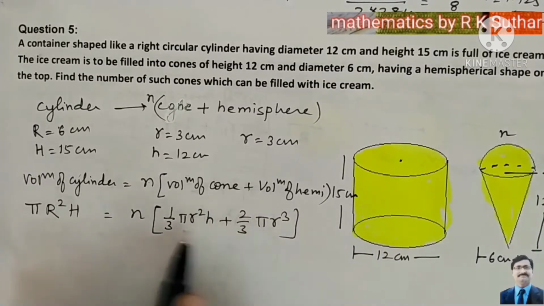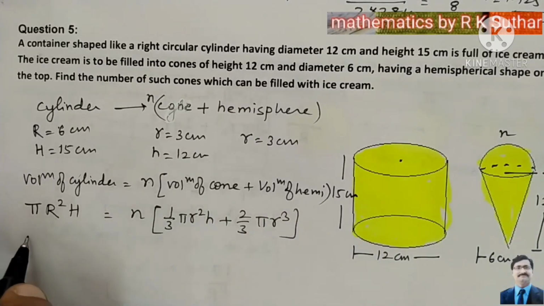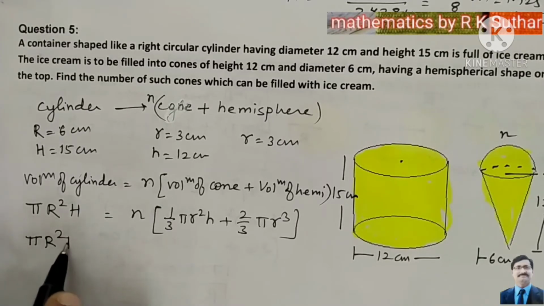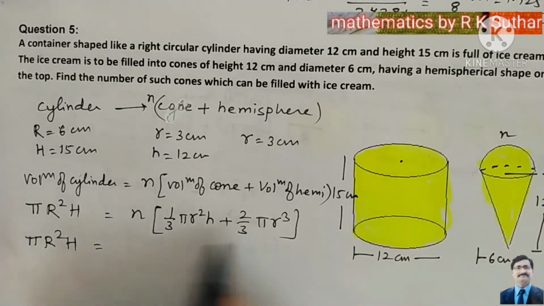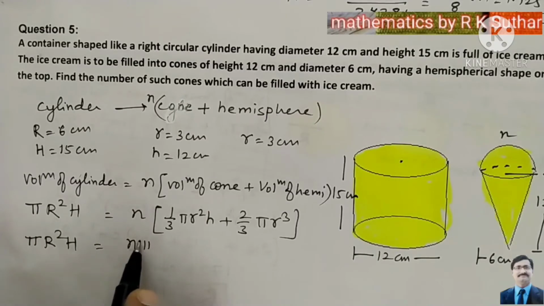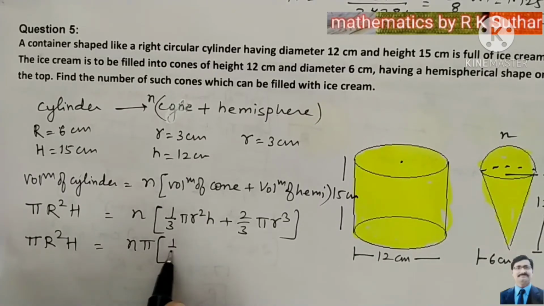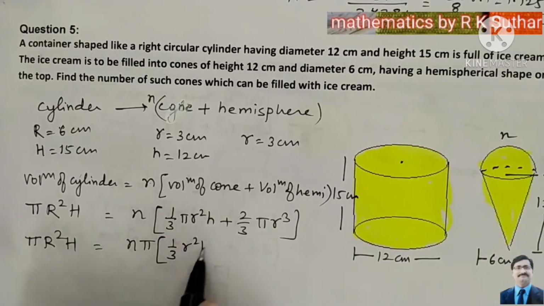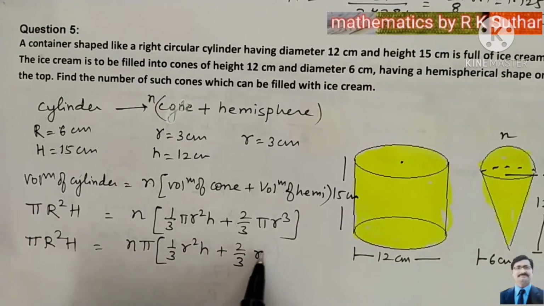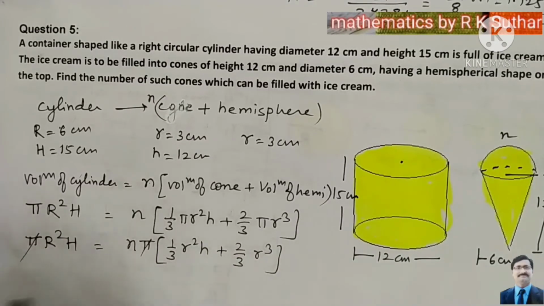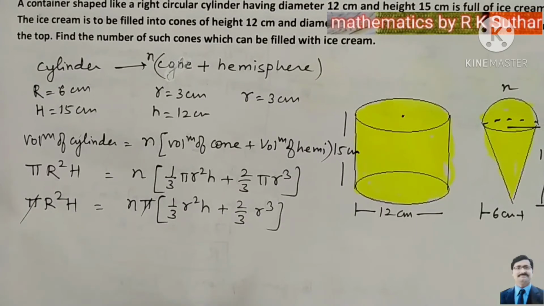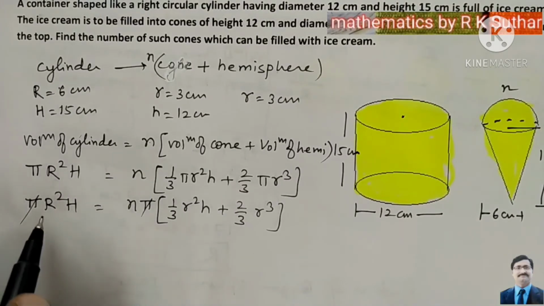Okay, here we write small n. Look here, this pi r square h, and this pi we take common, so n into pi, we get here 1/3 r square h plus 2/3 r cube. Okay, this pi and pi we can cancel. Now we have to put all these values here.